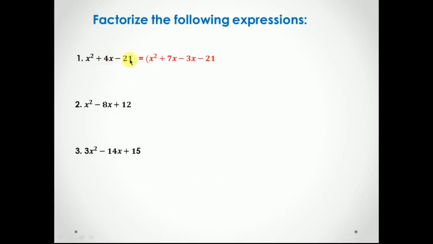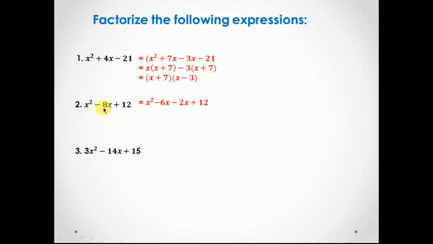So, splitting the middle term using the 2 factors, x squared plus 7x minus 3x minus 21, and that's going to give us x plus 7, x minus 3. Hope you got that one right. For the next one, hope you realize that the product in this case is going to be a positive 12 and the sum is negative 8.